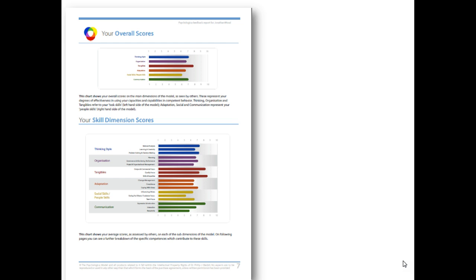The facing page shows overall scores for the main dimensions of the model. This provides a broad overview for the individual's performance, still as seen by others. These can be considered in terms of task skills, thinking, organisational skills and tangible actions, or people skills, adaptation, social and communication skills.